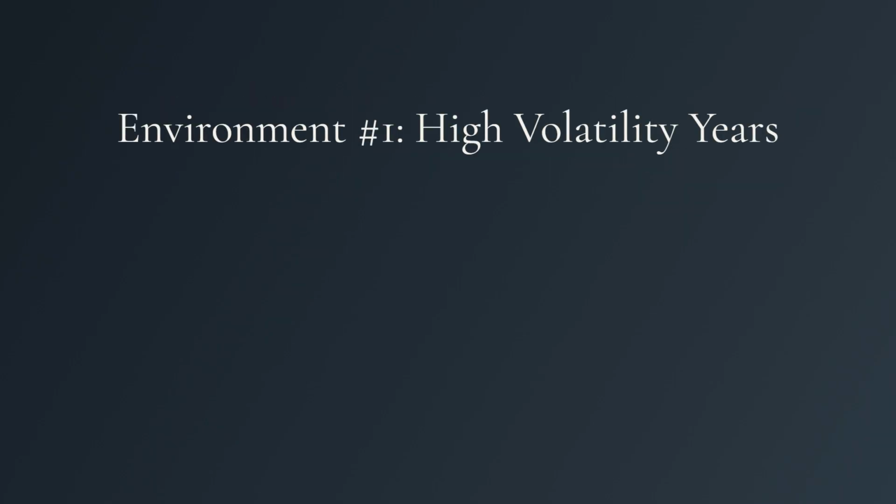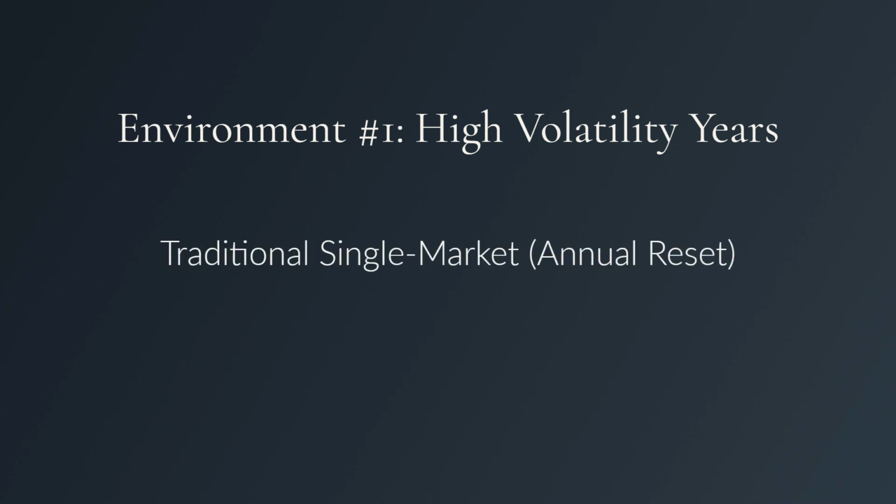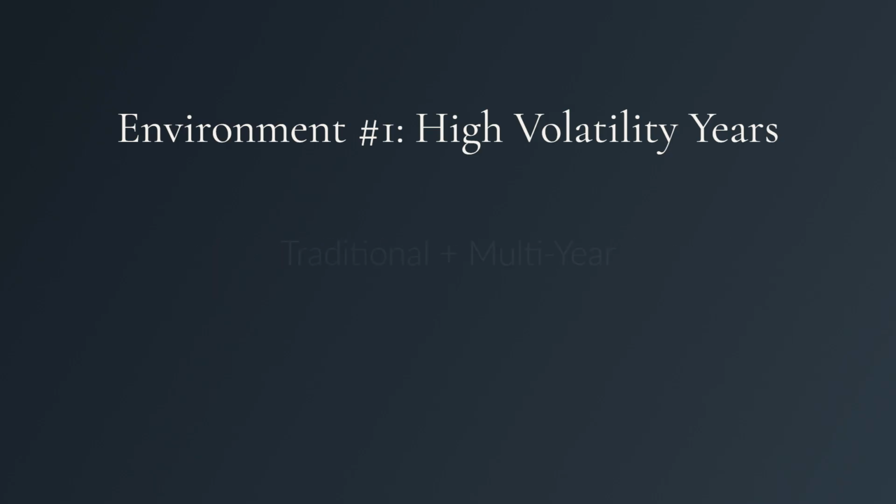Environment number 1, high-volatility years. Think of a year with sharp swings, corrections, short rallies, and a lot of uncertainty. Traditional single-market annual reset. Highly sensitive to volatility. Many near-zero credit periods. Caps or spreads often underperform. Input is choppy, so crediting is inconsistent. Traditional plus multi-year. Much more efficient. Multi-year cycle absorbs short-term noise. Participation multipliers help capture partial recoveries. Still more volatile, but structurally stronger.